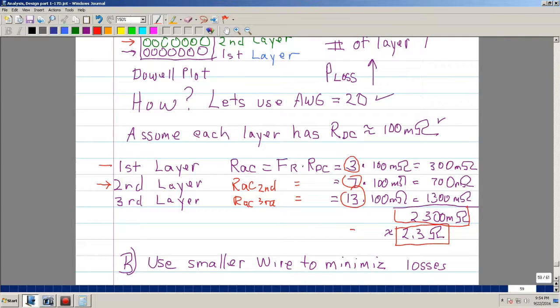So this is for 3 layers. If you were able to fit it in 1 layer, you would only have had 300 milliohms. Instead, you end up with 2.3 ohms, which is a lot.